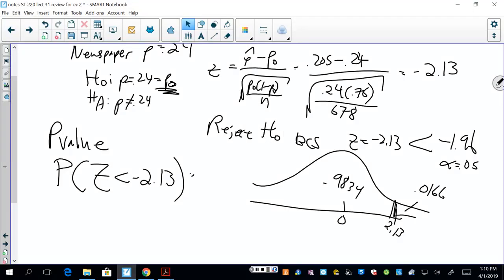So that's 0.0166. What is the solution? You just multiply that by 2. Right, it's a two-sided alternative. If you made it a one-sided alternative, and you wrote it down saying that it's less than 0.24, then you can just give me one tail. If you write it as not equal, then we just double it. As long as you're consistent with that, that'll be okay. All right, thank you.